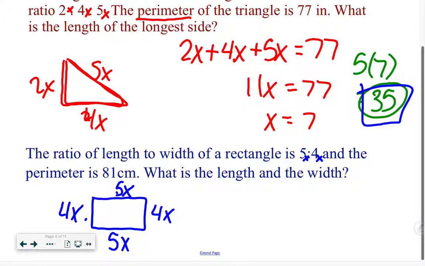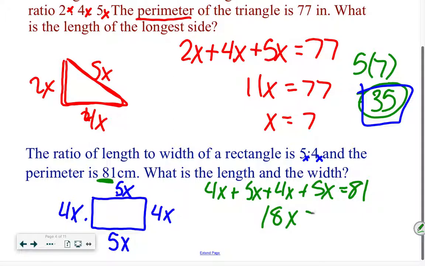Okay, so when I add up my sides, I have 4x plus 5x plus 4x plus 5x, and how much should that equal? 81. Perimeter is 81. You have to add the x's. Just wait. Okay. So if I add up all these x's, I get 18x, and it still equals 81, which is my perimeter.